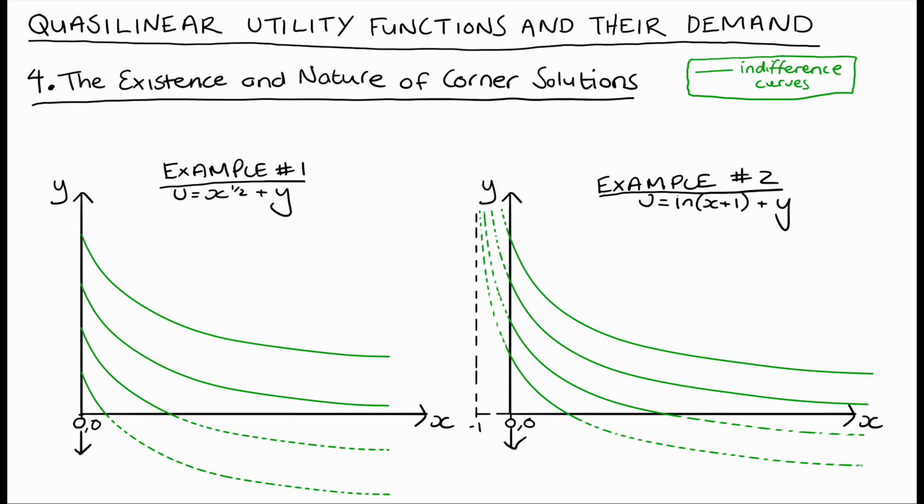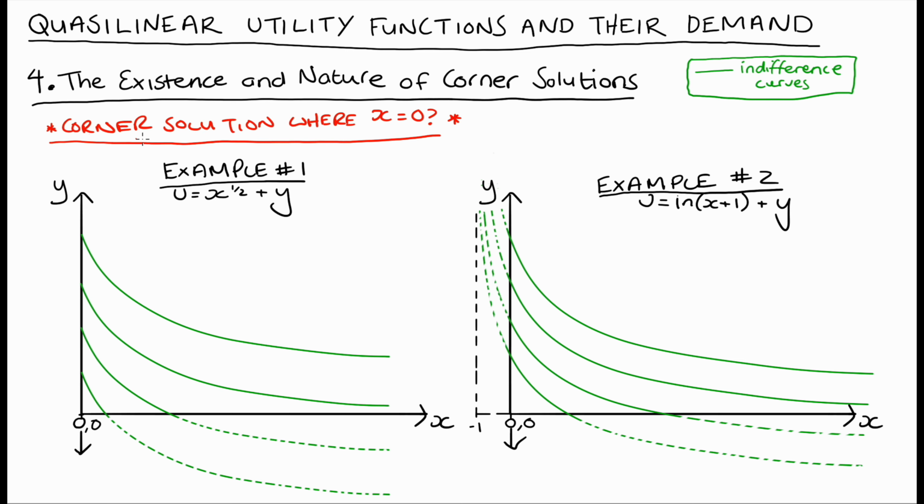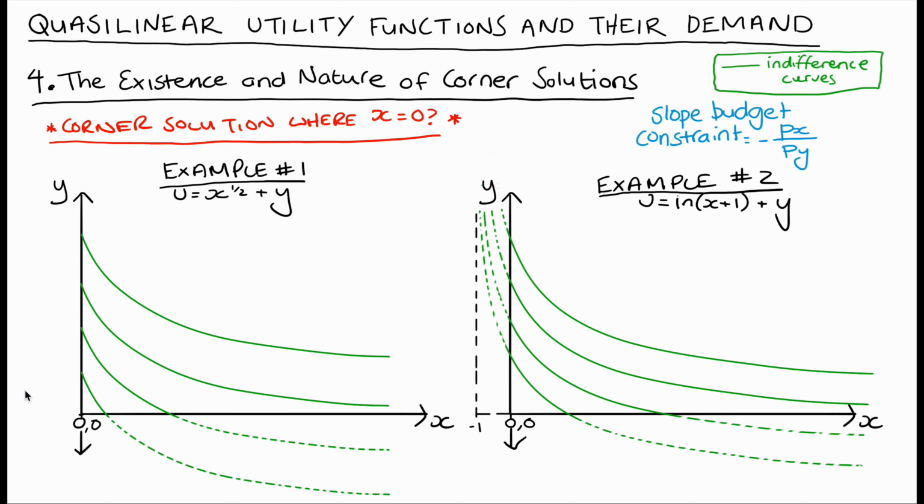So let's consider the possibility of a corner solution when our consumer consumes 0 of good x, so they only consume good y. And actually, this can only occur in example number 2 if the price of good x is relatively expensive enough. The slope of our budget constraint, recall, is the negative of the price of x over the price of y. So if the price of x is really, really large relative to the price of y, then we're going to get a very steep budget constraint.